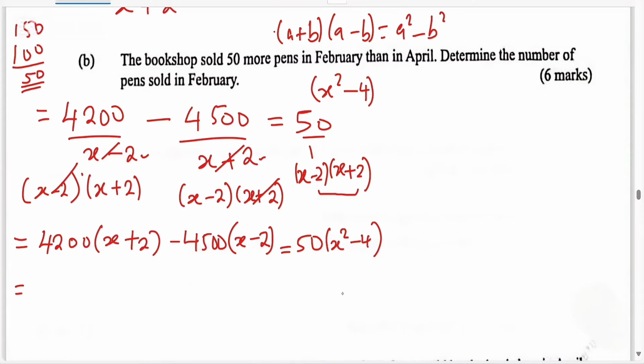Open up the like term. So open up the expression. 4200 multiplied by x, 4200 multiplied by 2 gives you 8400.